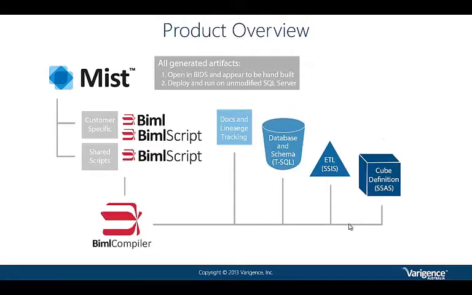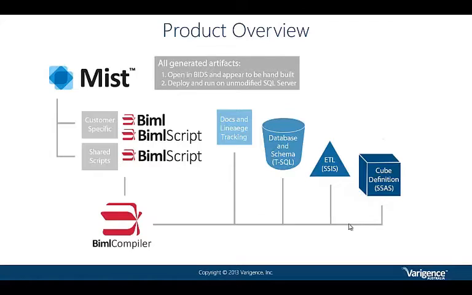And the Biml compiler will then spit out a couple of assets for you. Now, if you're using Mist, you can get the documentation and lineage tracking, so there's built-in documentation. Then you have your database schema and T-SQL objects, and also obviously we generate out the SSIS packages, which again is a big component of Biml, people using it for ETL. And again, if you're using Mist, you can also build out your cubes and your Analysis Services.